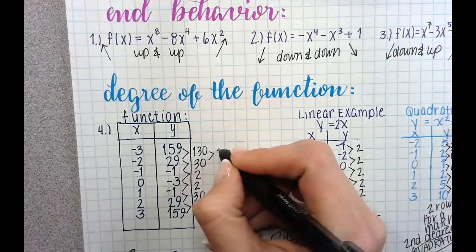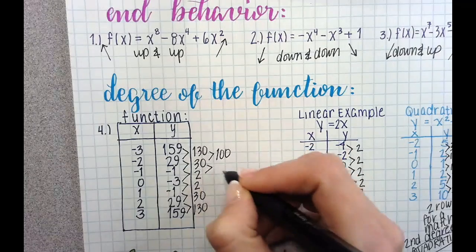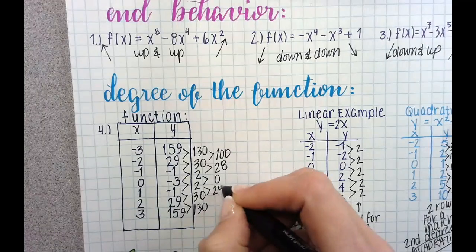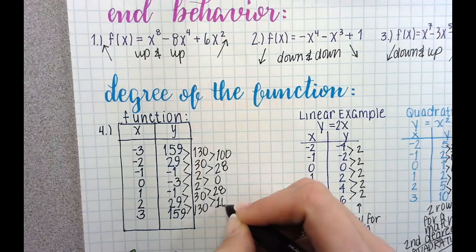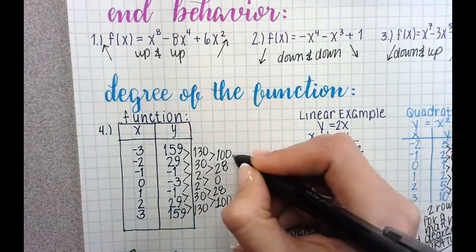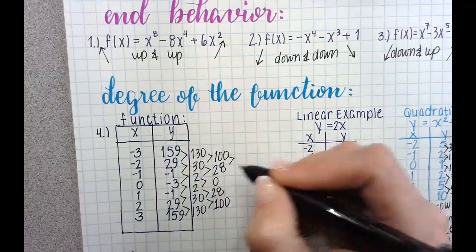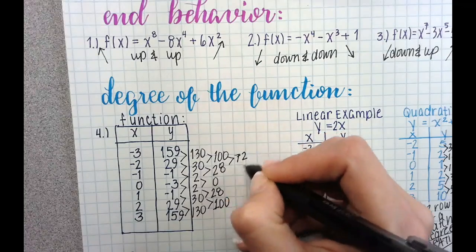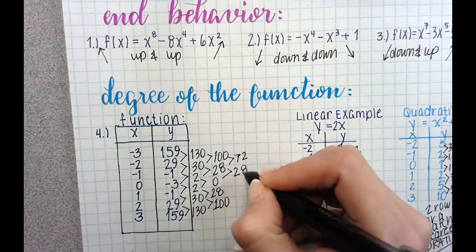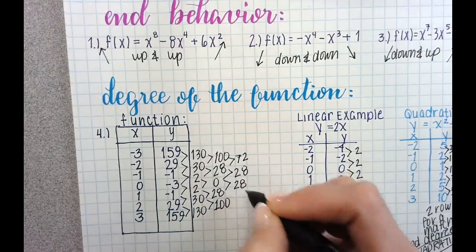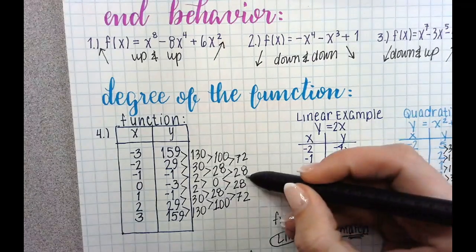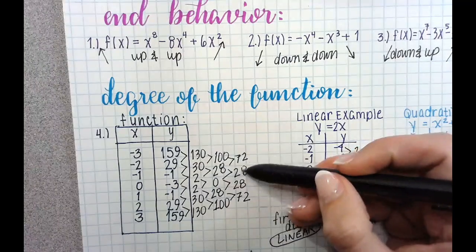How far are those? Definitely not quadratic. How far are these? 70 to 100, or 30 to 170, so it's 72. 28. 28. 72. All right, how far apart are these now? A little harder, a little bit more adding.